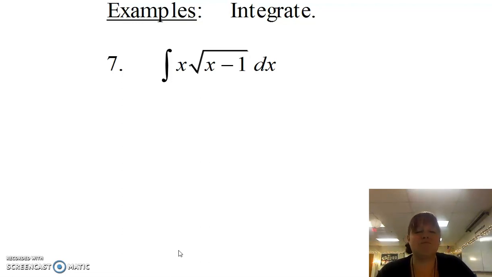So basically, I would say look for the peanut. So what's our peanut in this one? Well, it's x minus 1. So U equals x minus 1.